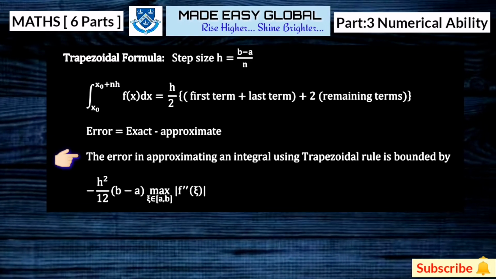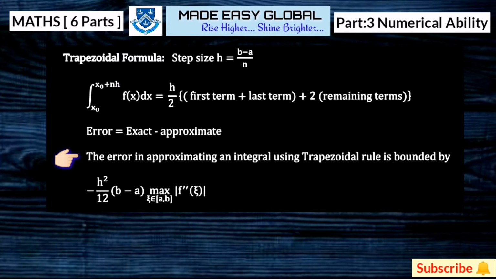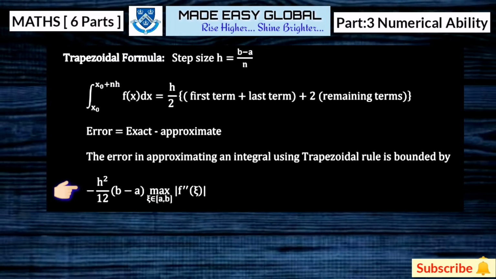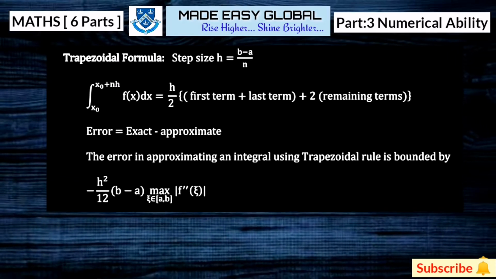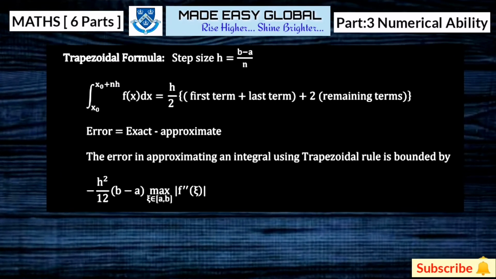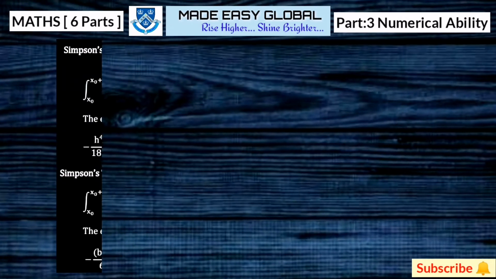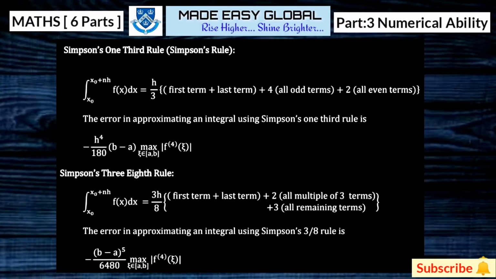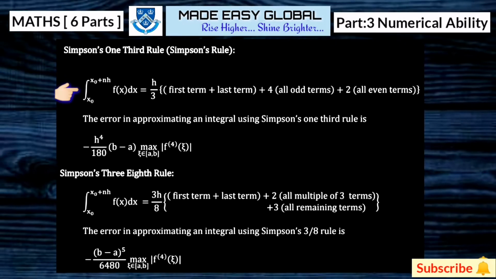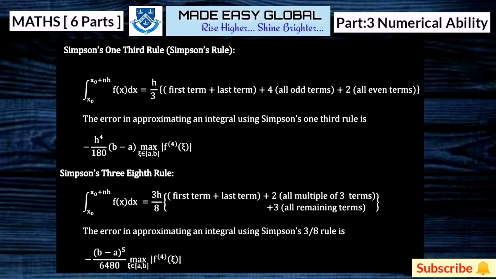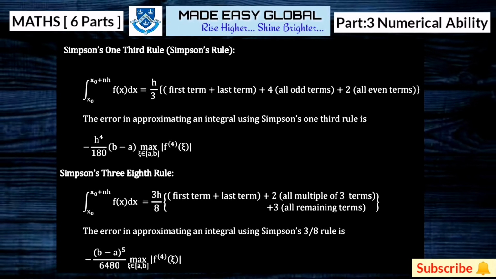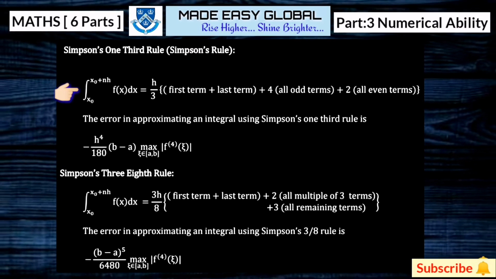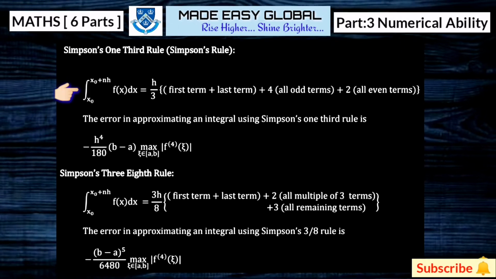Then here error is equal to exact minus approximate value. The error in approximating an integral using the trapezoidal rule is bounded by minus h square by 12 into (b minus a) into the maximum of f double dash of zeta, where zeta belongs to (a, b). Then the second one is Simpson's 1/3 rule, or you can say Simpson's rule. Here the equation is the integral from x0 to x0 plus nh of f(x) dx is equal to h by 3 in brackets first term plus last term plus 4 into all odd terms plus 2 into all even terms. So here h by 3 is there.